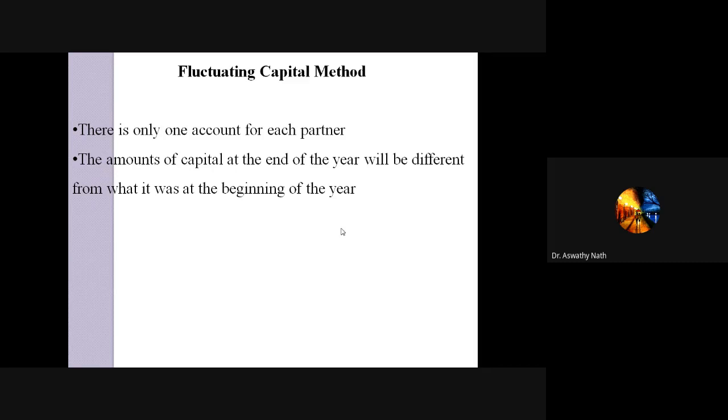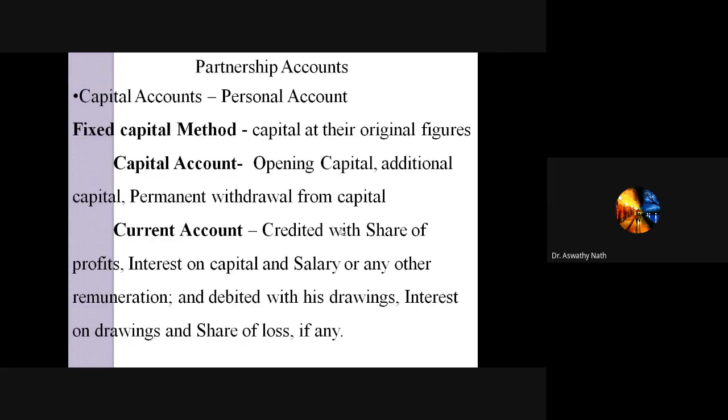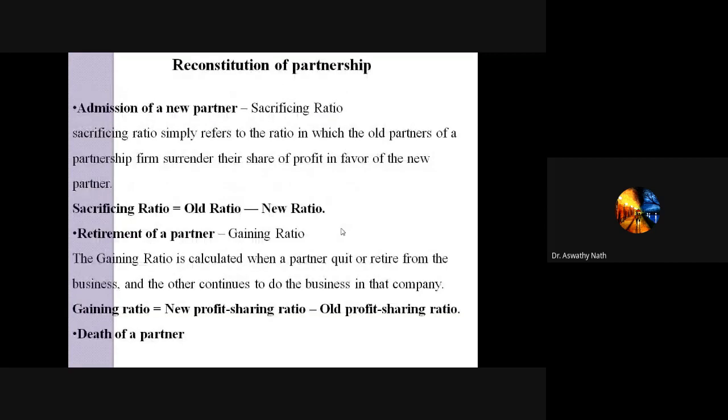So under the fluctuating capital method, only one account is prepared each year, and the account is credited with the introduction of fresh capital, interest on capital, salary, commission, and share of profit. And this account is debited with drawings, interest on drawings, and any losses. So these are the things regarding the capital account: two methods, fixed capital method and fluctuating capital method.